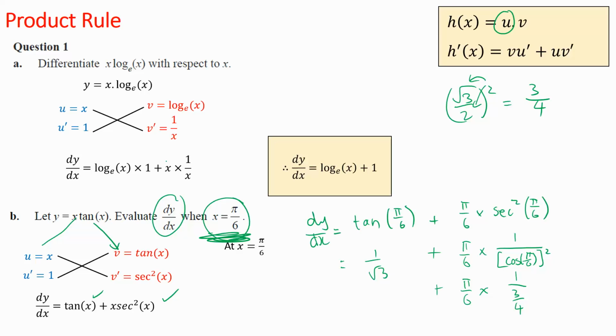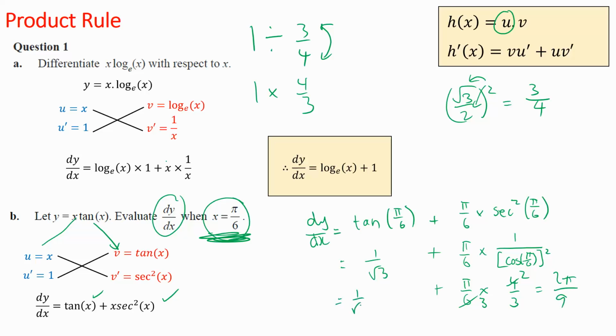1 over 3 over 4 is the same thing as saying 1 divided by 3 over 4. And remember, 1 divided by 3 over 4 is the same thing as saying 1 times 4 on 3. You do the reciprocal. Basic grade 3 and 4 maths, yeah? So that means it becomes 4 on 3. So actually this answer here now becomes 4 on 3. And if you look at the answer, multiply by pi on 6, cross simplify, that becomes 2 on 3. So your answer overall is 2 pi on 9. And you leave your answer as 1 on root 3 plus 2 pi on 9.